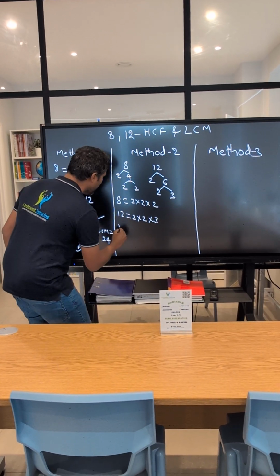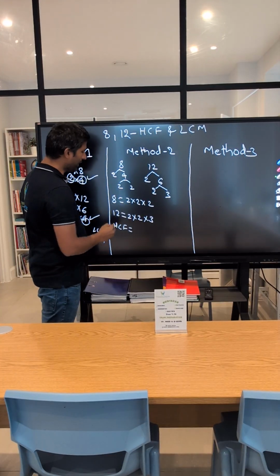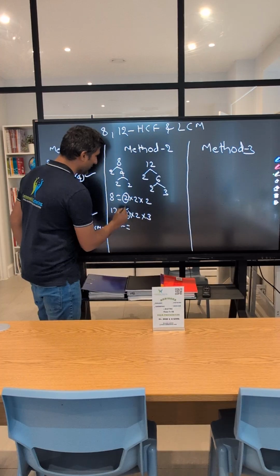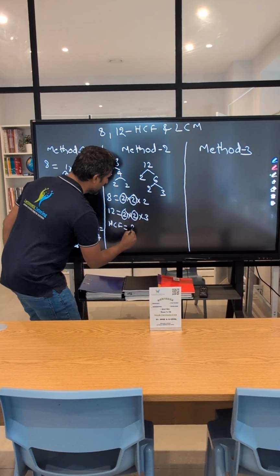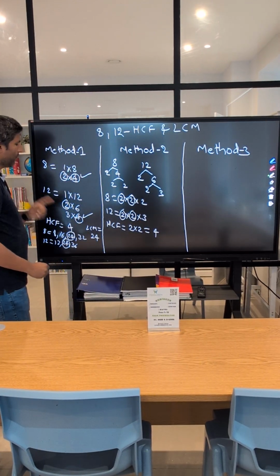Now HCF. HCF means highest common factor. You need to find the common factors. So what you do is you take the common ones: 2 and 2 here, and again 2, 2. There are no more commons. That means 2 times 2 equals 4. HCF is equal to 4.